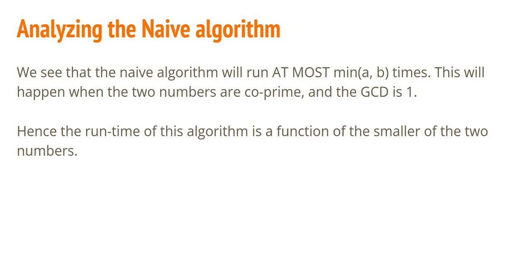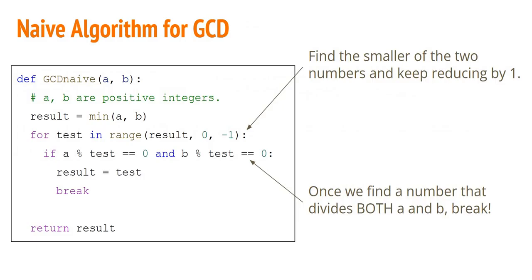We just created a naive algorithm to compute GCD. The idea was very simple. Start with the smaller of the two numbers and then start going downwards. Wherever you find a number that divides both the numbers, that has to be the GCD. So very simple idea. But then let's think about what happens with the runtime here, right?